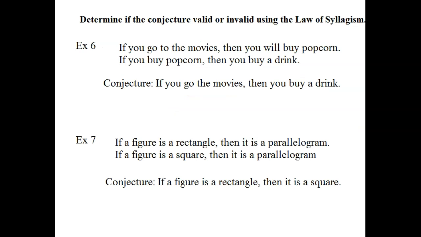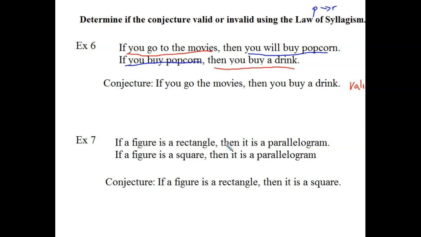2 more examples here. Determine if the conjecture is valid or invalid using the law of syllogism. So again, we are looking for that P implies R situation from 2 different if-then statements with the Q connecting statement. If you go to the movies, then you will buy popcorn. And then if you buy popcorn, then you will buy a drink. So our connecting statement is if you buy popcorn. So we can see that if you go to the movies, then you will buy a drink. That's our conjecture. Therefore, we have a valid use of the law of syllogism.